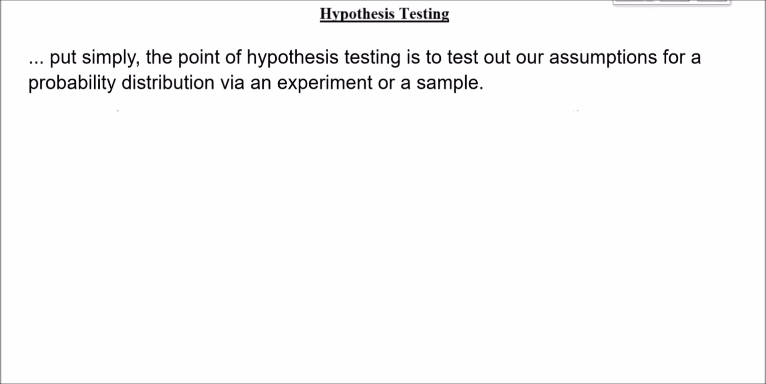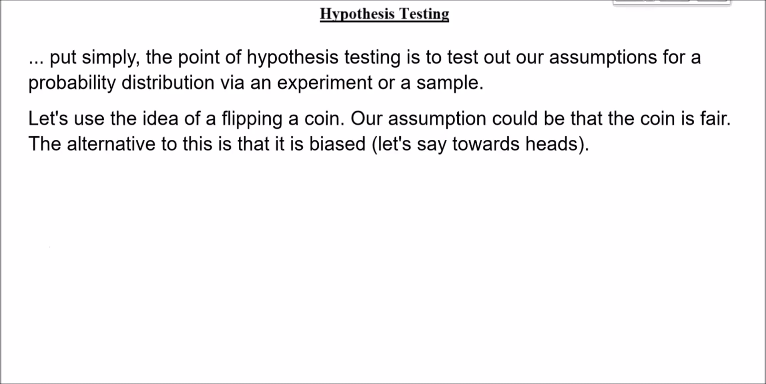So, for example, one assumption we might have is that if you flipped a coin, you might well assume that the coin is fair. In fact, that would be an almost automatic assumption at your age of 16, 17, 18, probably. If you flip a coin, it's going to be fair. 50% heads, 50% tails. So your assumption could be that the coin's fair. The alternative, therefore, if it's not fair, is that it has to be biased. Let's just go with the idea here that it's biased towards heads.